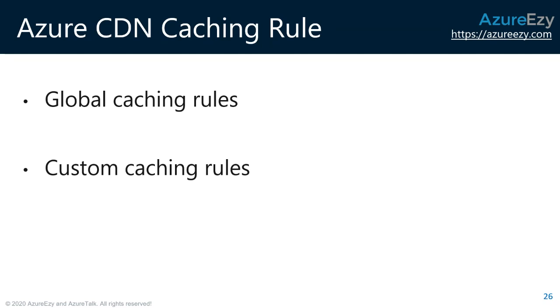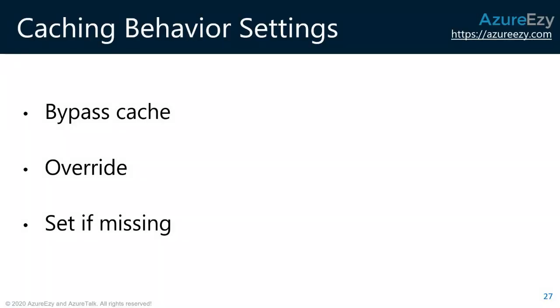Now, when you have these caching rules, there are some behavior settings. There are three types of behavior setting that we can configure: one is bypass cache, another is override, and the third one is set if missing. For example, if you have configured bypass cache, in that case what will happen? If there is any origin-provided cache, it will ignore that. It will bypass that. It will not cache that.